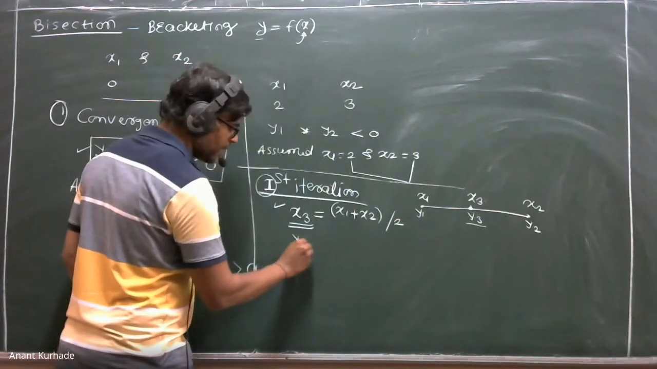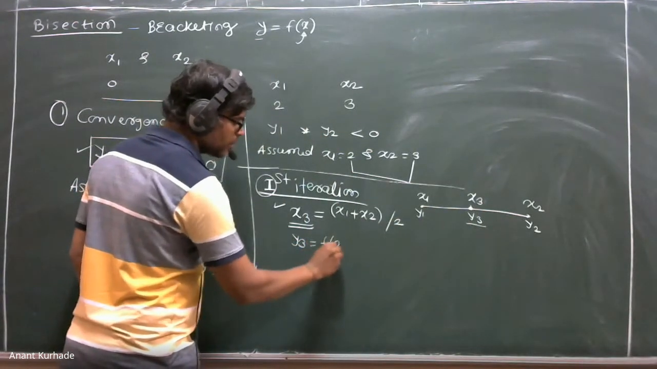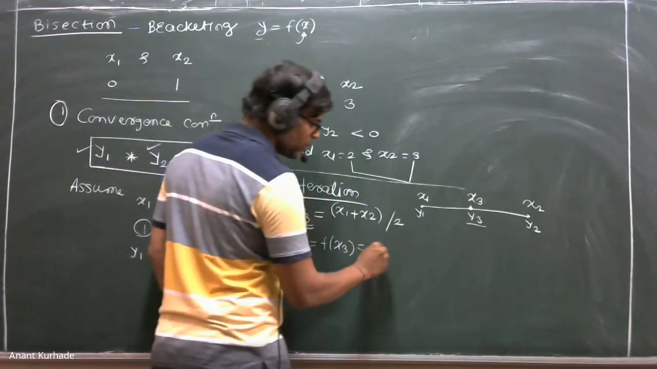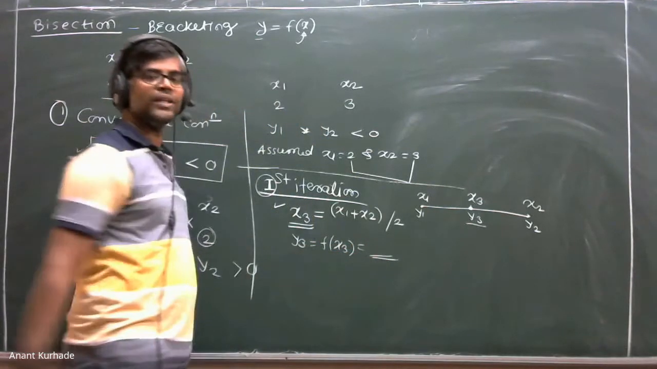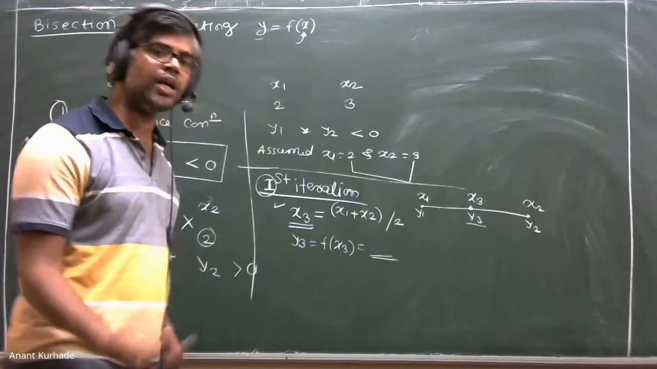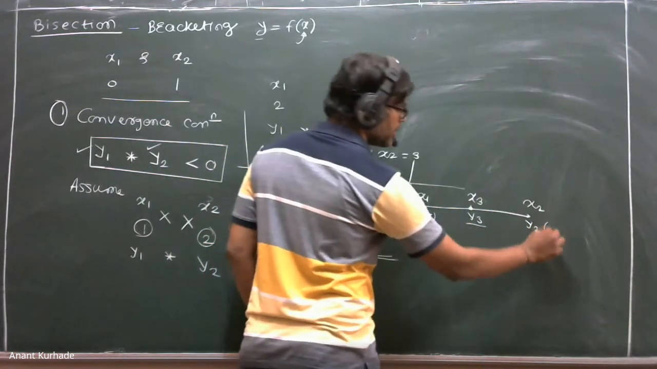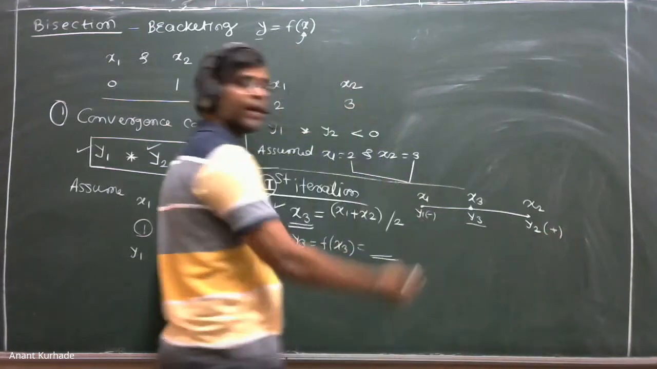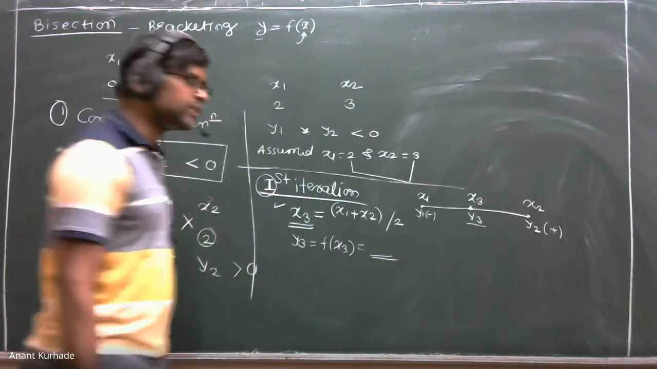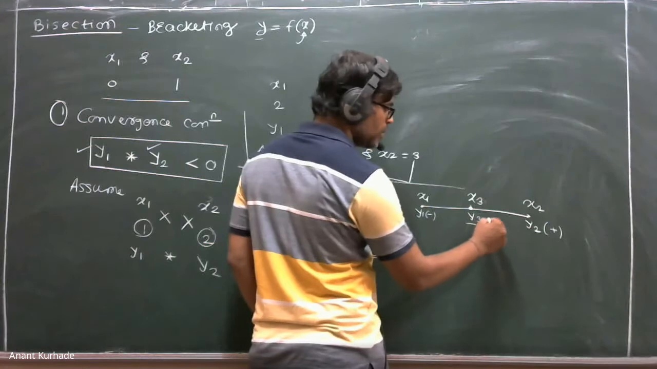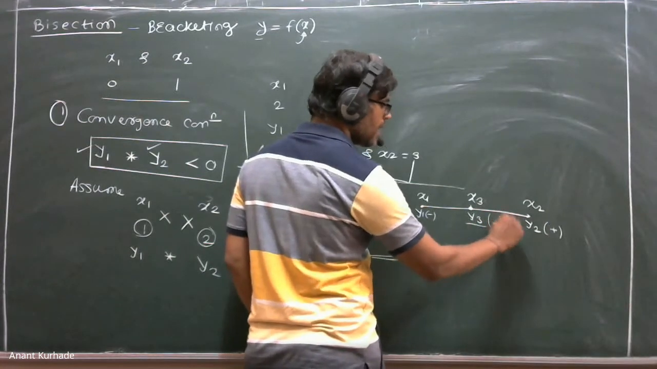How can we find y3? y3 is equal to f of x3. Then we don't know its sign. It may be plus or minus. Let's say y1 is minus and y2 is plus. It is our assumption, because both have opposite signs. And let's consider y3 is minus.